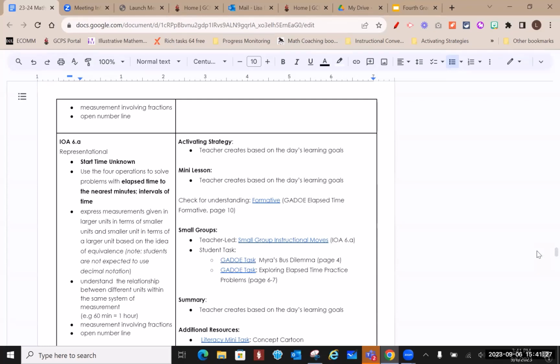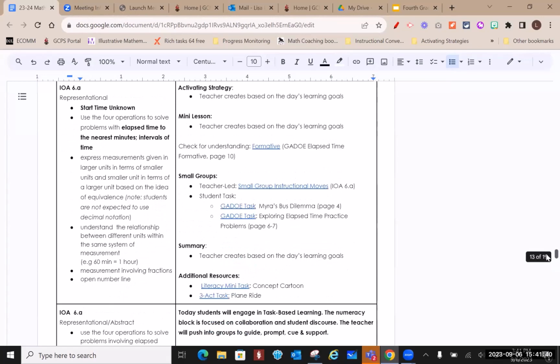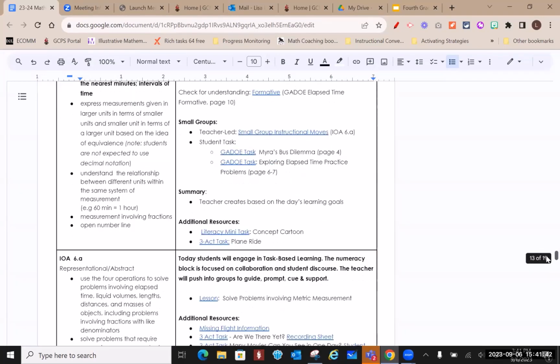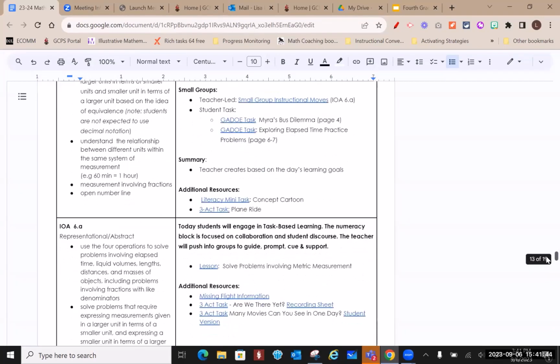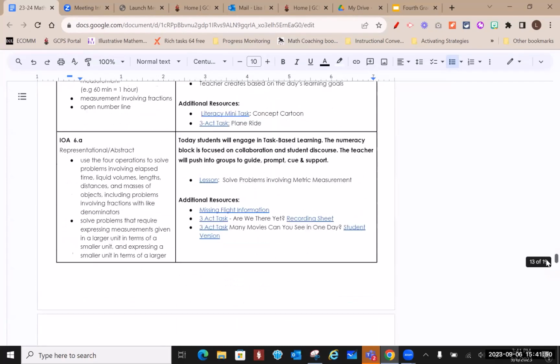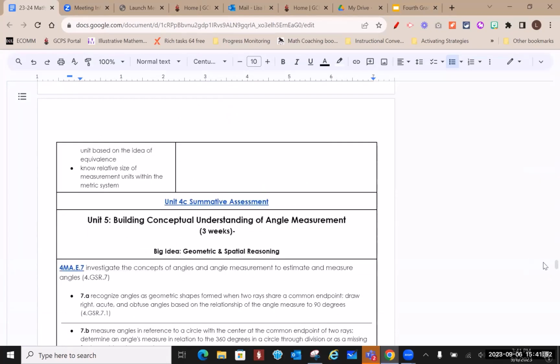Similar to your GCPS resources, the Georgia DOE resources are live documents that could be updated at any time by the state. So that is one reason we did not make these into PDFs. That's why they are live links. You can see that towards the end of IOA 6A, we have another task-based learning day. And lastly, we have a suggested Unit 4C summative assessment.